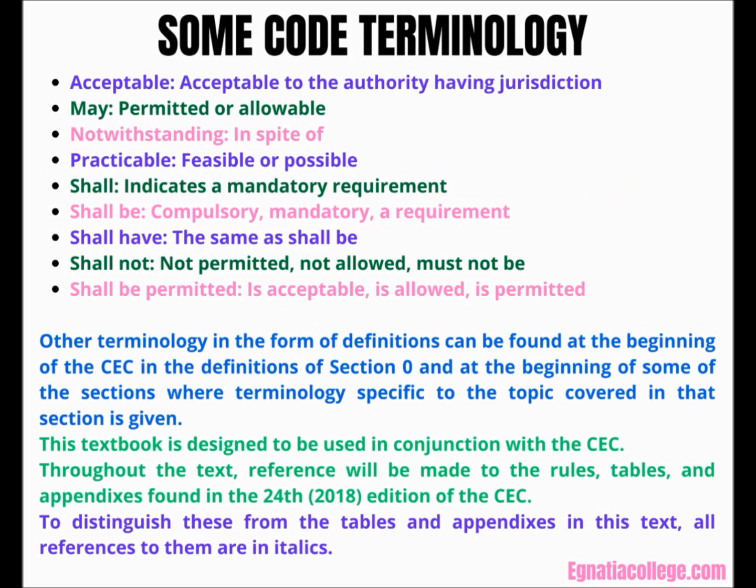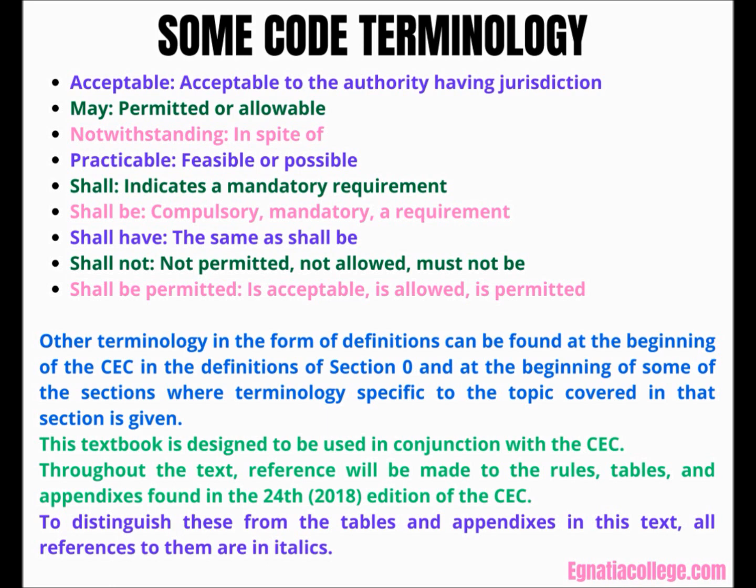Some code terminology. Acceptable: acceptable to the authority having jurisdiction. May: permitted or allowable. Notwithstanding: in spite of. Practicable: feasible or possible. Shall: indicates a mandatory requirement. Shall be: compulsory, mandatory, a requirement. Shall have: the same as shall be. Shall not: not permitted, not allowed, must not be. Shall be permitted: is acceptable, is allowed, is permitted.